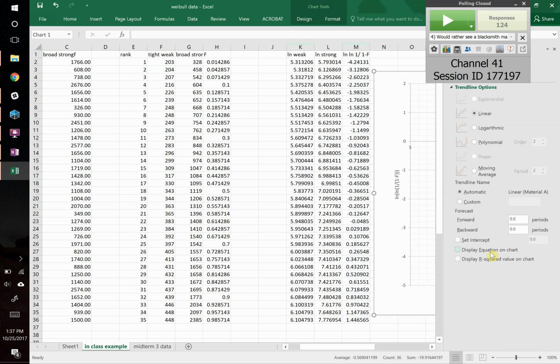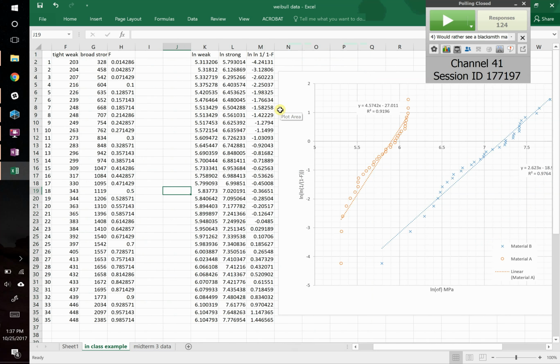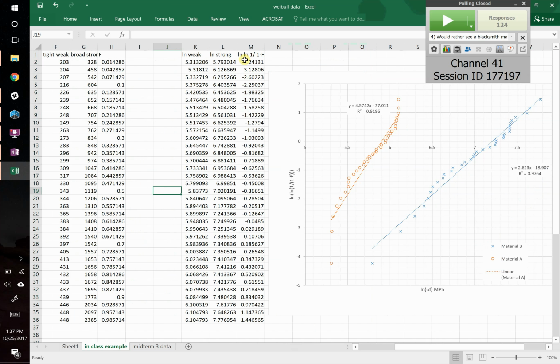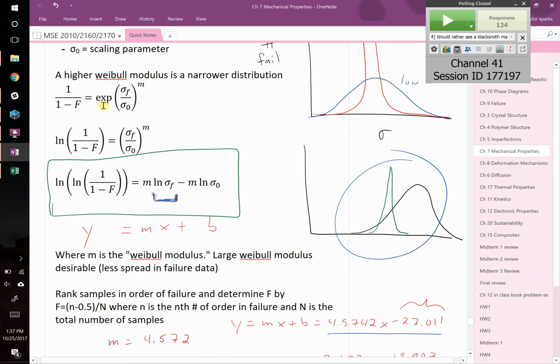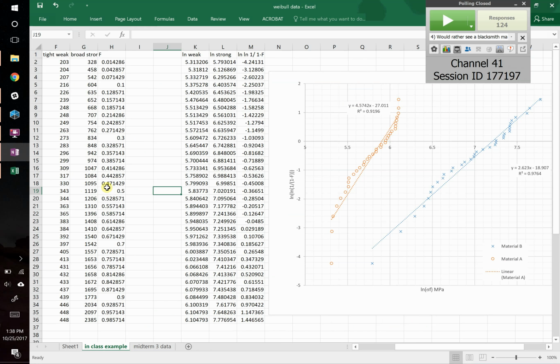So what's the y one? The x one is the ln of what you found for the probability. And y is natural log of 1 over 1 minus f. Again, going back to this math, that was the only way that we could make the Weibull modulus, which is not a linear expression, look linear: if we took natural log of 1 over 1 minus f. So this whole thing over here is just the y value on that plot. Okay? So again, that's all I've done here. Natural log of 1 over 1 minus your failure probability.